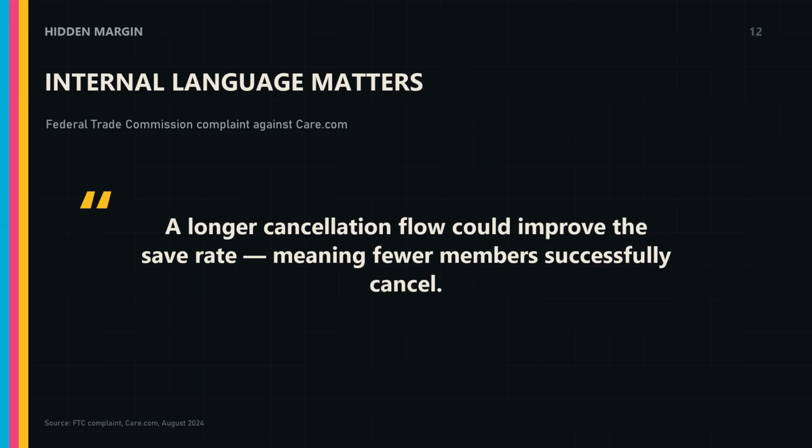A Federal Trade Commission complaint against Care.com described internal testing of cancellation flows. According to the complaint, the company studied whether a 6-page downgrade flow could improve the save rate compared with shorter versions. In that context, saving a member meant preventing a person who had started the process from successfully canceling. These were allegations in a complaint, not our independent findings.